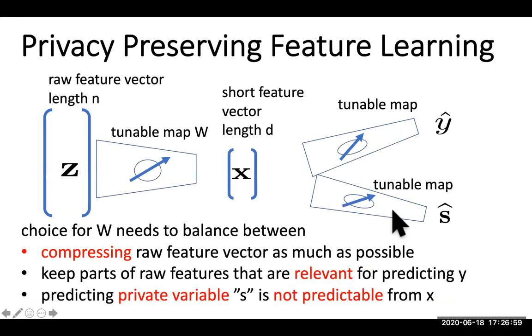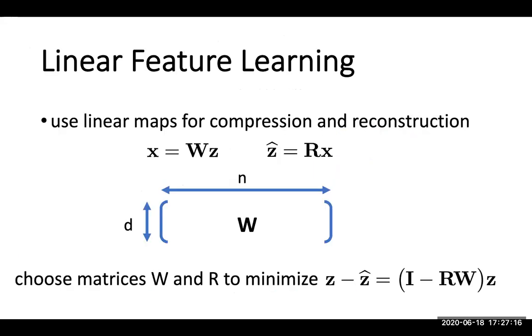So I will not go into more detail here, I just want to mention that these feature learning methods are also useful for privacy preserving machine learning. And this becomes more and more relevant in applications. Okay.